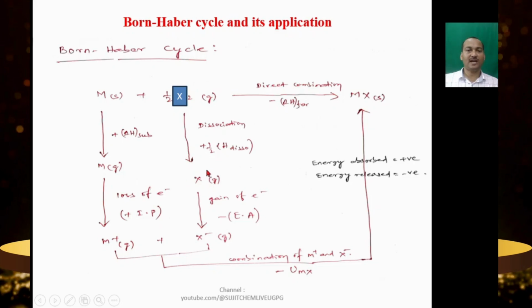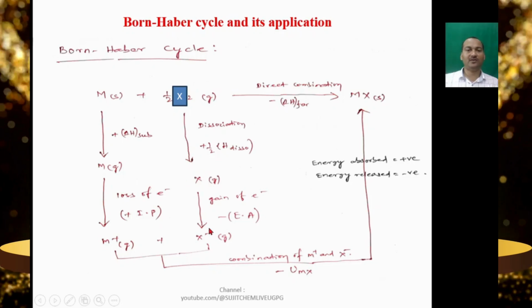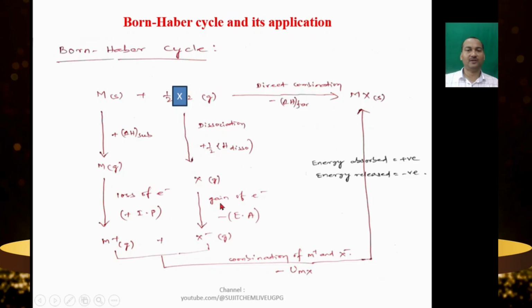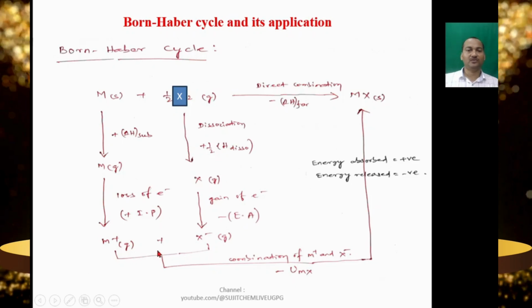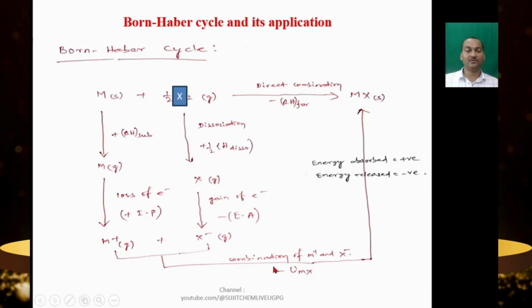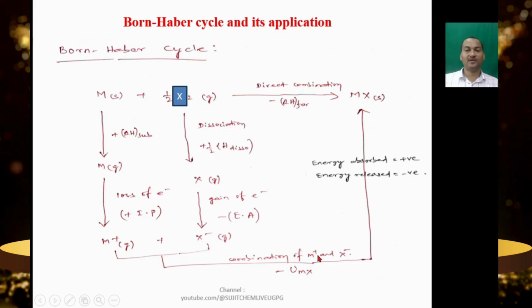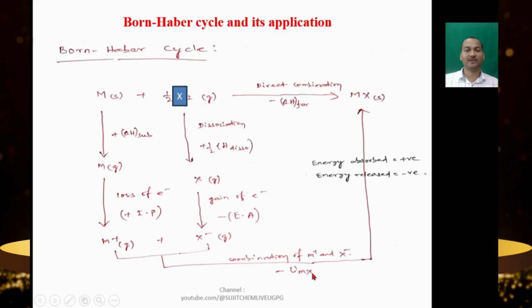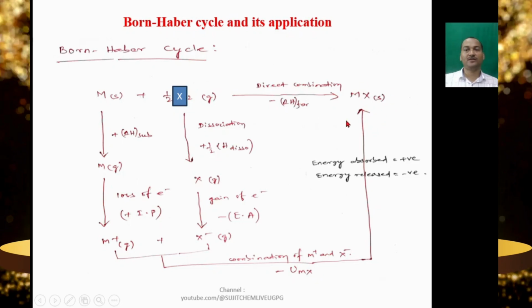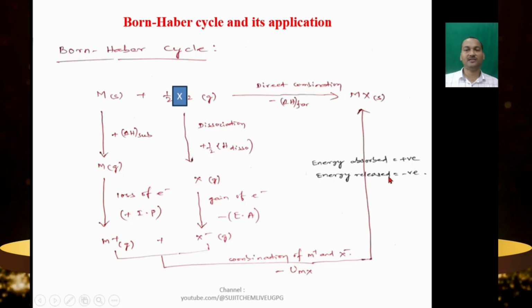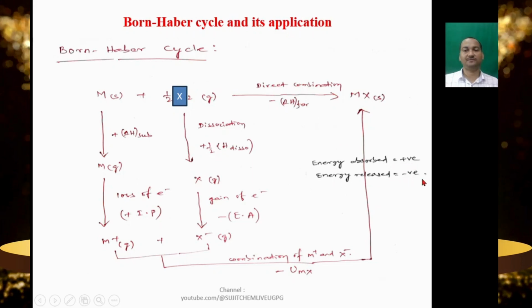Similarly, X gas atom can accept one electron giving rise to X- gas. This is called electron affinity, or gain of electron. When we get M+ gas and X- gas, they can combine. In this process we get lattice energy for MX, giving rise to MX solid or crystal. In this process, if energy is absorbed, the value will be positive, and if energy is released, the value will be negative.